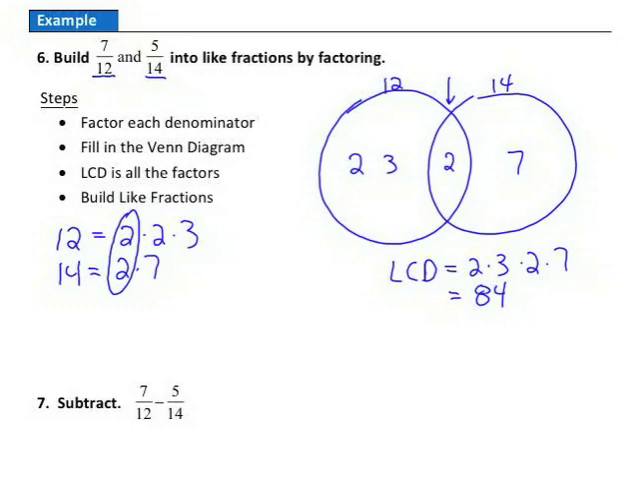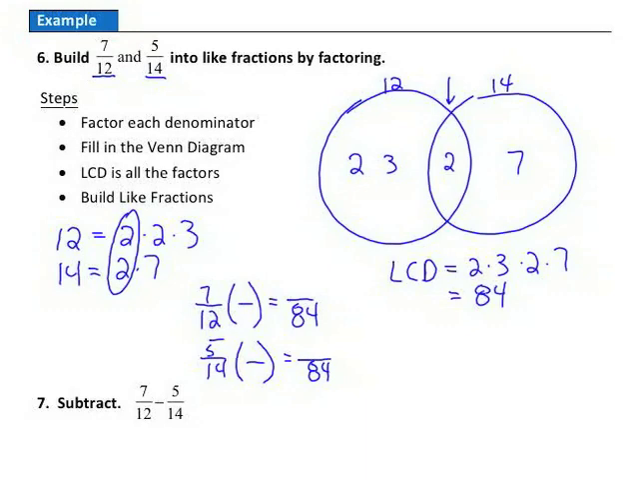Now that I found the LCD, the next step is to build like fractions. So I'm going to take my original fractions, 7/12, I'm multiplying by something to get a new denominator of 84, and I want to take my other fraction, 5/14, and multiply to get a new denominator of 84.